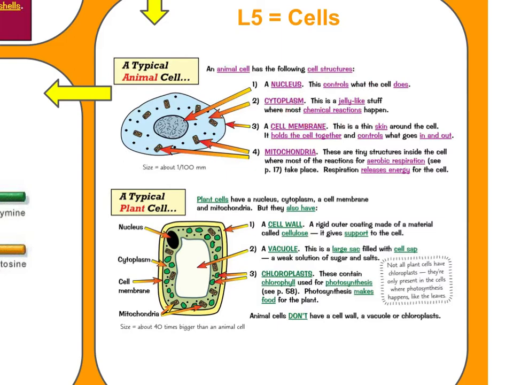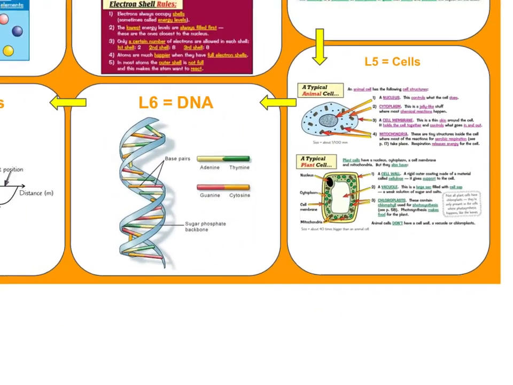Cytoplasm, where chemical reactions happen. The cell membrane allows things to pass in and out. And the mitochondria is the site of respiration. It's where energy is created. Now a plant cell has all these things, plus 3 more. It's also got a cell wall to give it support and structure, a vacuole, which is filled with cell sap, and chloroplast, which is the site of photosynthesis. Photosynthesis in another lesson.